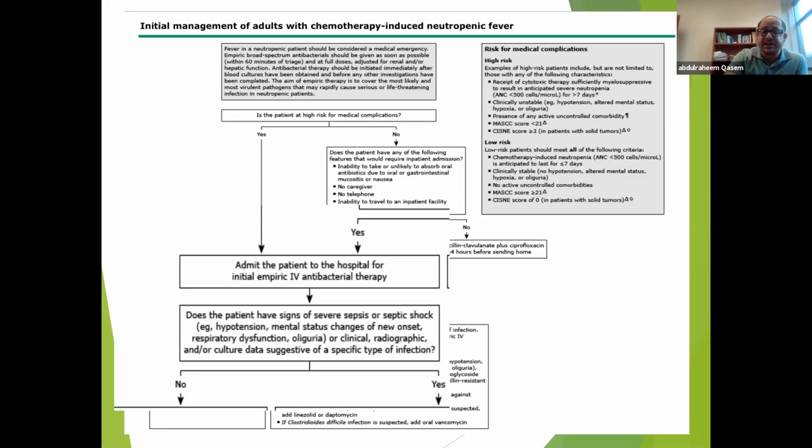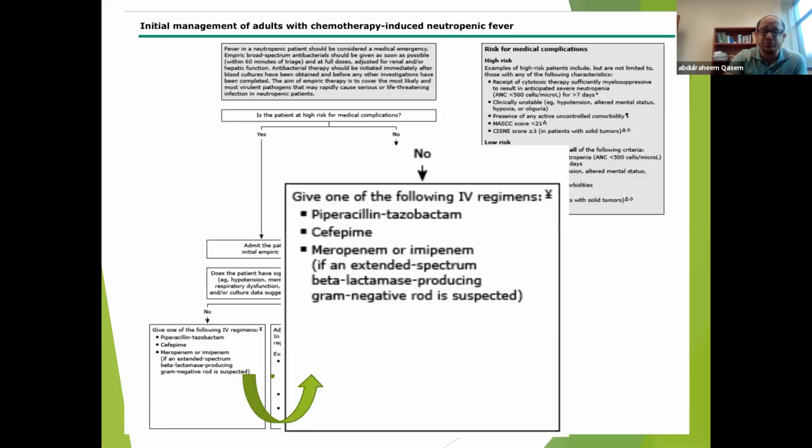You need to identify if the patient has any signs of severe sepsis or septic shock: any hypotension, mental status change, new onset respiratory dysfunction, decreased urine output, or any specific clinical focus of infection. If they have pneumonia, or, like in our patient, typhlitis or neutropenic enterocolitis, you need to direct the treatment on that. But generally, based on this assessment, you classify the patient as stable or relatively unstable. If the patient is stable but needs to be treated inpatient, then you keep them on the IV regimen.